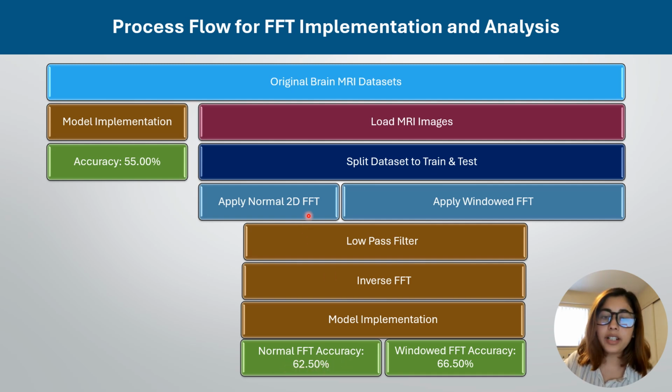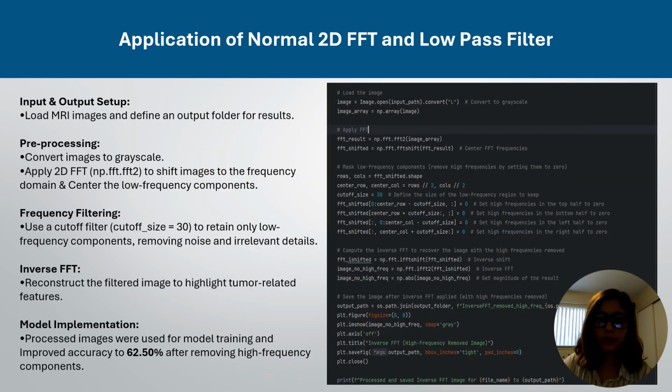62.50%. After that, I explored different kinds of FFT like windowed FFT and zero padded FFT, but I applied windowed FFT to improve the accuracy in tumor detection, along with a low pass filter, and reconstructed the images using inverse FFT. While implementing the model, the accuracy was upgraded to 66.50%. And this is the overall project flow diagram for implementing FFT and doing the analysis.